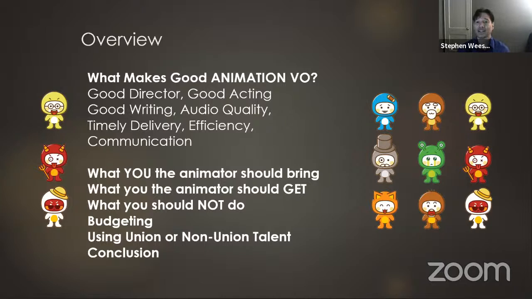What else? Good acting, obviously, but you're going to get good acting from a good director and good writing, right? So you really have to have some good writing, and so I'm going to share some tips on how to get a good script for your animation. Of course, things like audio quality when you record, but also post-production, and things that you also need. Like if you hire a bunch of random people on the internet, you don't know if they're gonna be timely with their delivery. You don't even know if they're gonna deliver anything often, right? They can easily disappear or turn in something bad or not meeting specs, things like that. They may not be efficient. So if you have good voiceover, it's going to be efficiently done. And of course, whoever you work with is going to have good lines of communication.